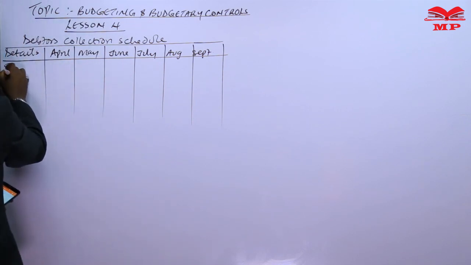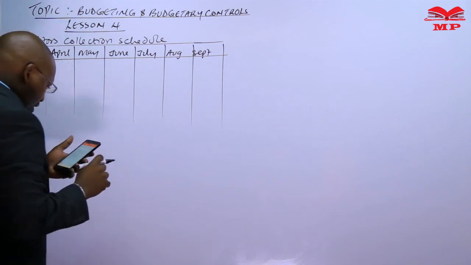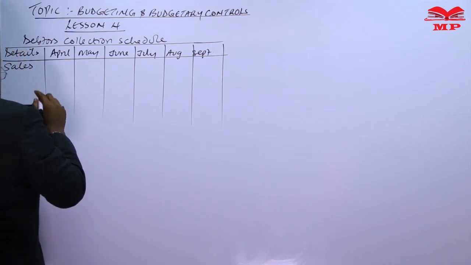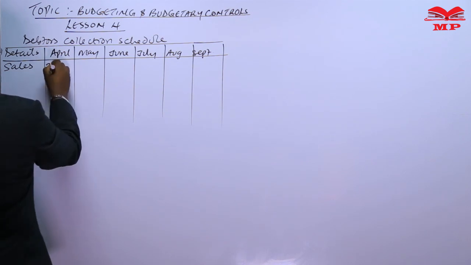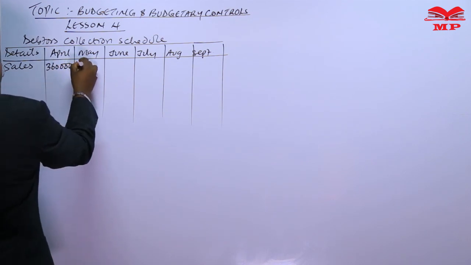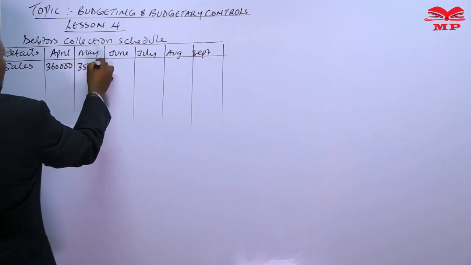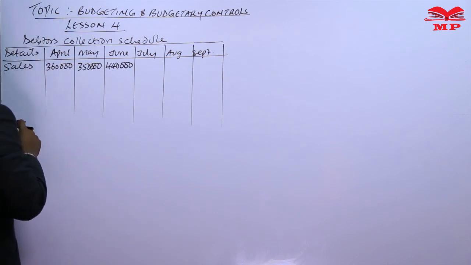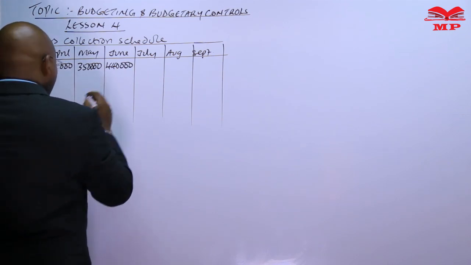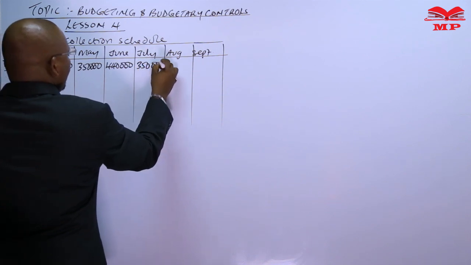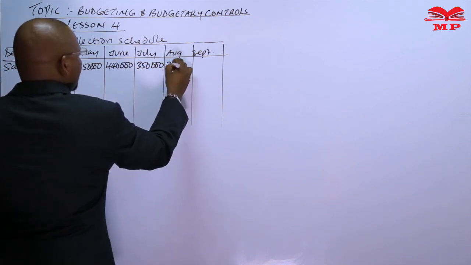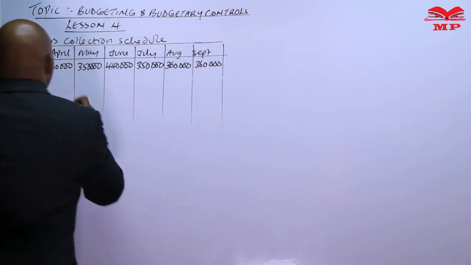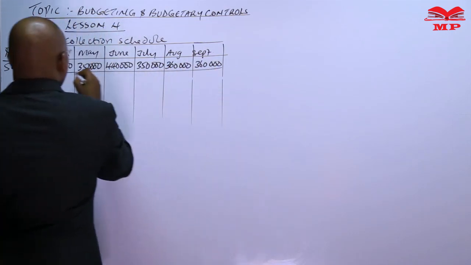So we'd have the sales. This is total sales, which in the month of April we have 360,000, 350,000, 440,000. Then in the month of July, we have 350,000, 360,000, and 360,000. So this one, we just underline it.